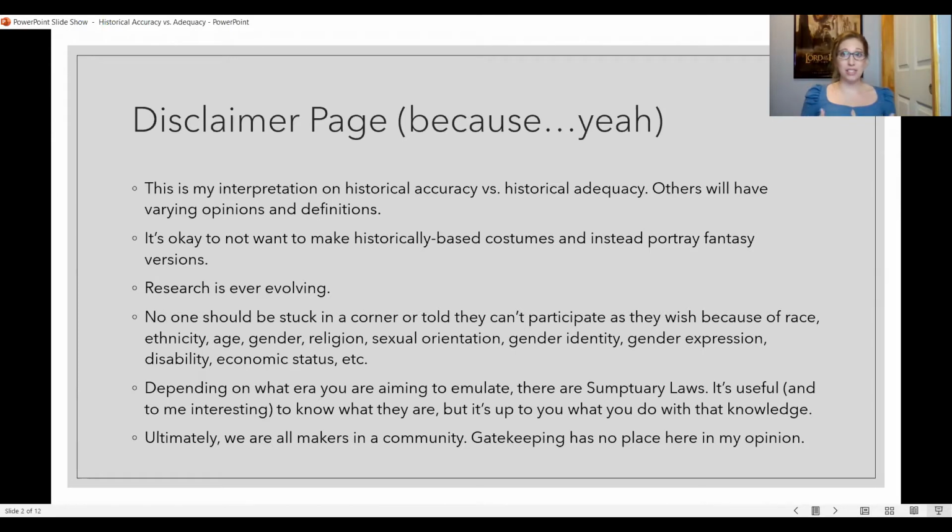My stuff tends to be a little sensitive because I do the history, so I don't ever want someone to come into something I'm talking about and think, well, I have to do it that way because Kate says we have to do it that way based on history. So that's why I find it important to do this type of disclaimer page.